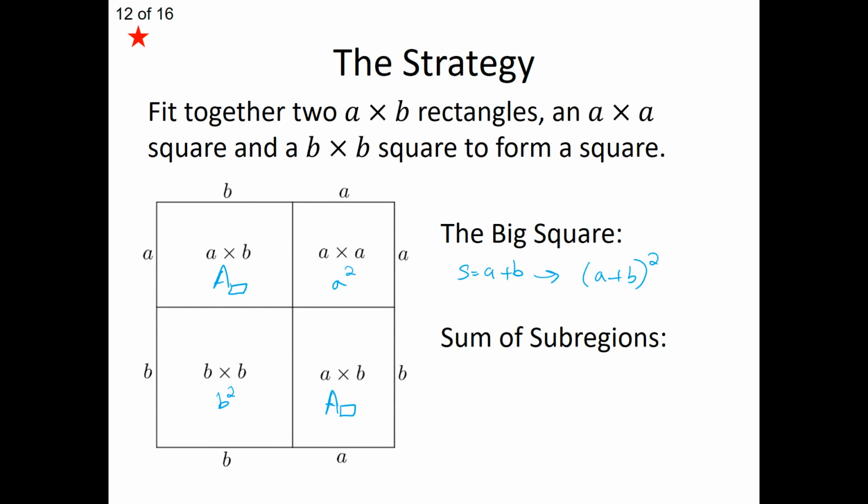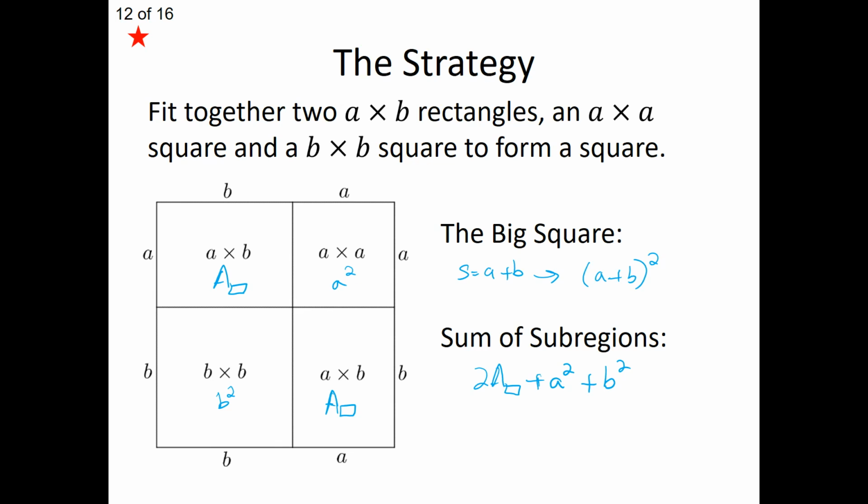Then we look at the sum of our subregions. The sum of our subregions is simply the sum of adding all four of those parts together. This is using the area addition postulate. So the sum of our four subregions looks like this. We have two of those A subrectangle regions plus the area of our first square, that A squared region, and then we add in the B squared, the area of our second square. Now remember, the sum of the subregions adds up to the whole.